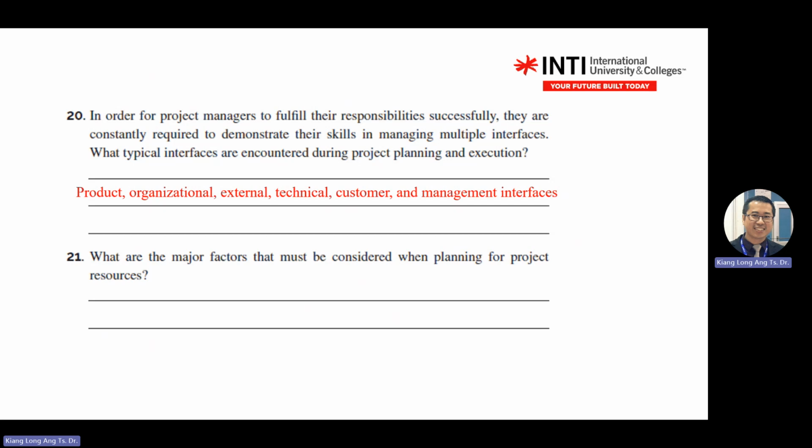What are the major factors that must be considered when planning for project resources? Okay. Question 20, I won't ask you. 21 is important. You need to consider what? Time, resources, you elaborate a bit on the resources: manpower, money, facilities, equipment, material, information, or technologies.